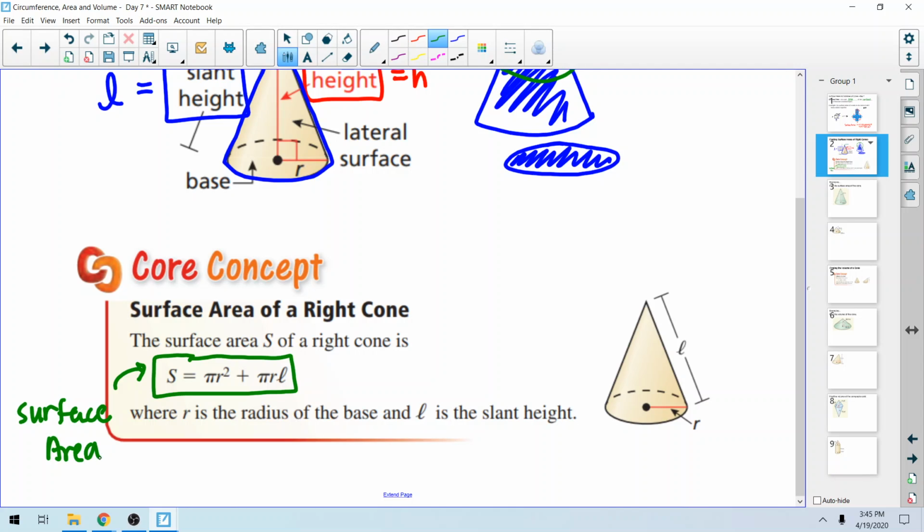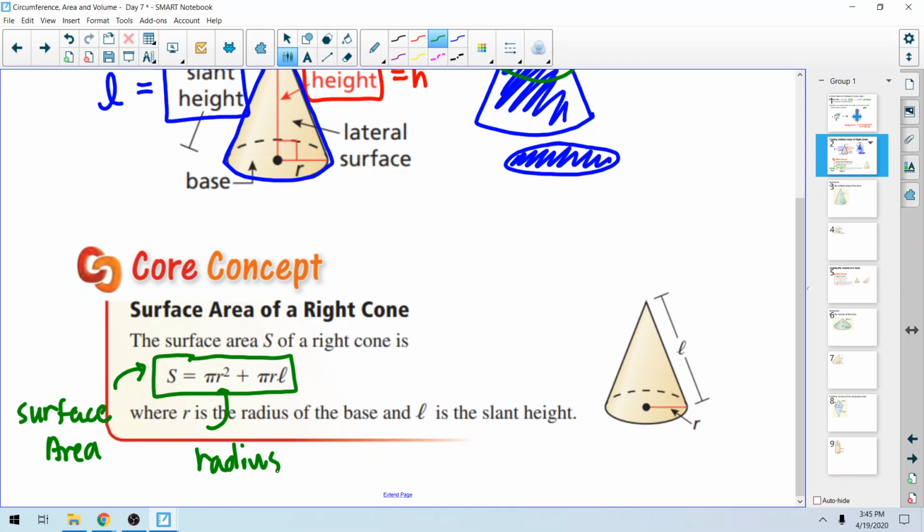Pi, once again, is your 3.14. R is going to be our radius. So the first part, pi r squared, is the area of a circle, which is the bottom part that we drew. That's your bottom part.